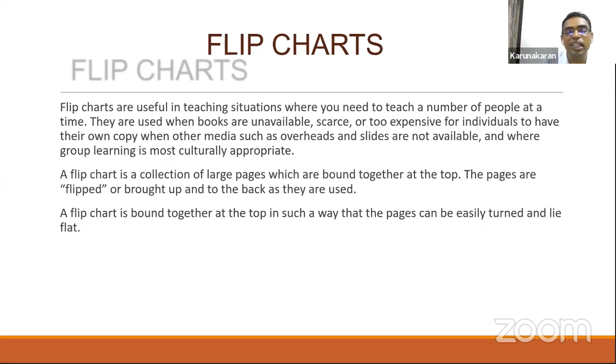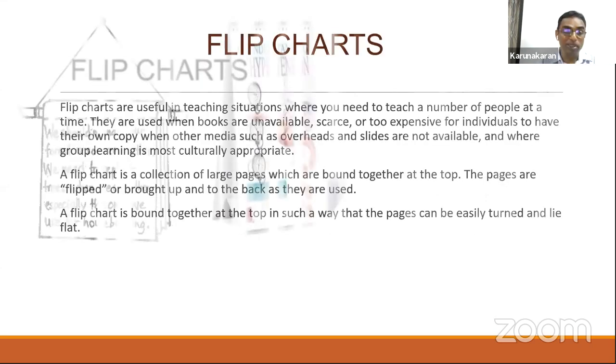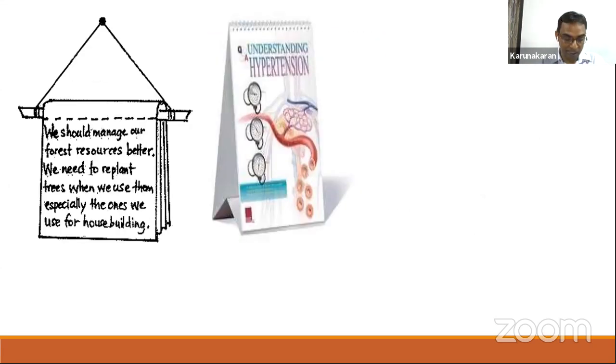A flip chart is a collection of large pages which are bound together at the top. The pages are flipped up and to the back as they're used. A flip chart is bound together at the top in such a way that pages can be easily turned and lie flat, right? I think I have shown a good example of this flip chart.